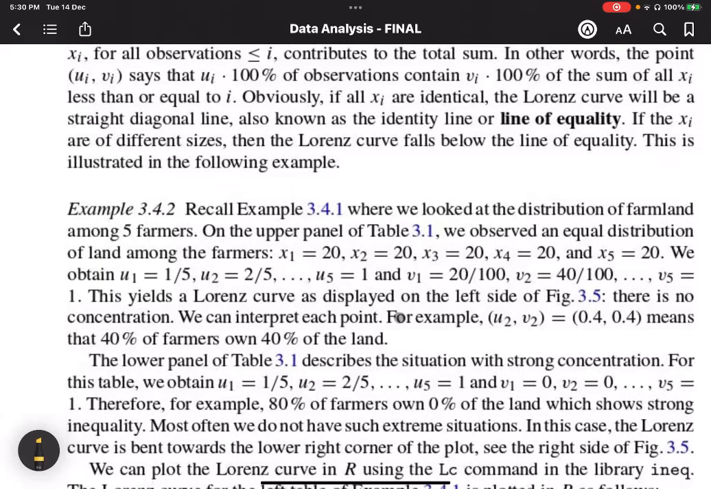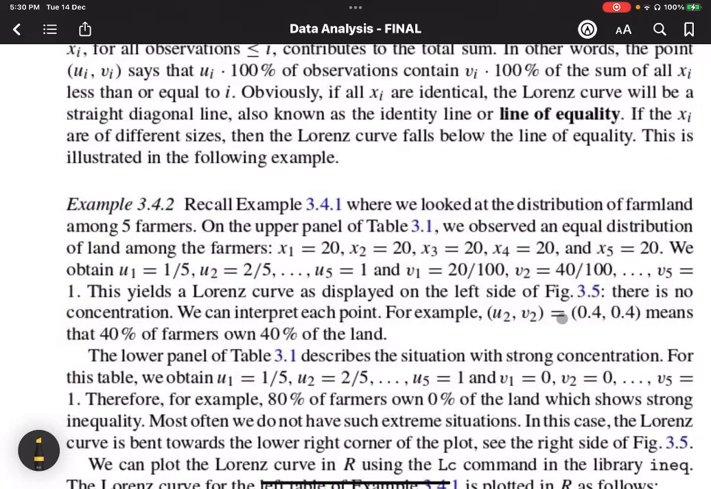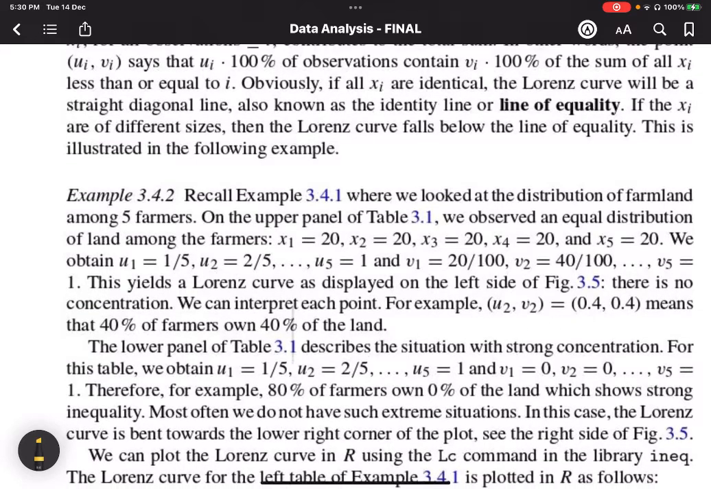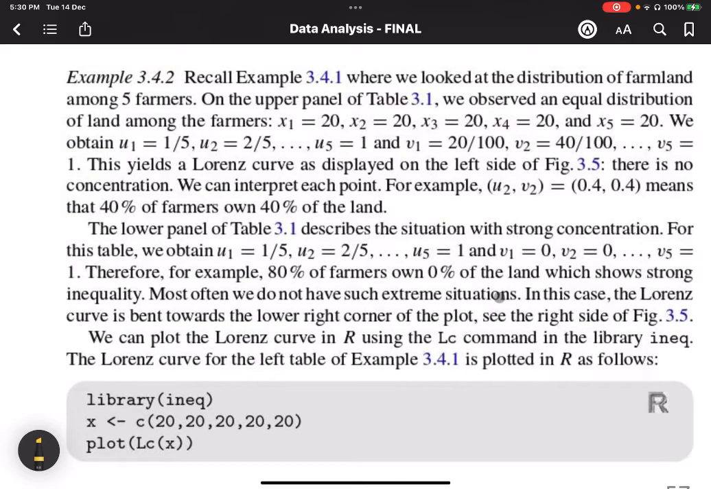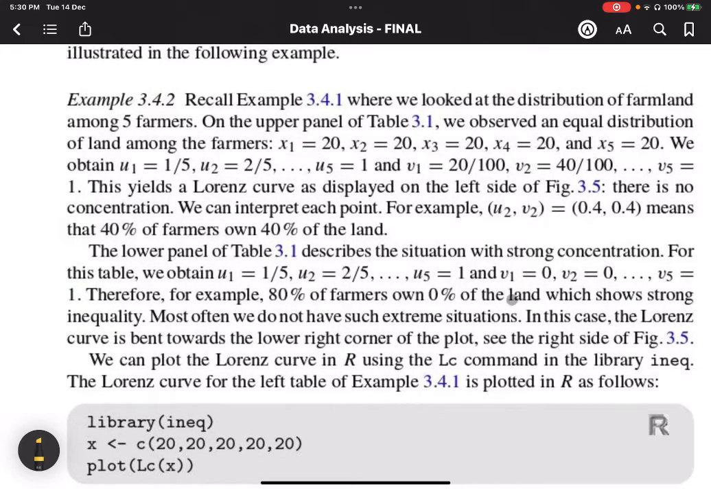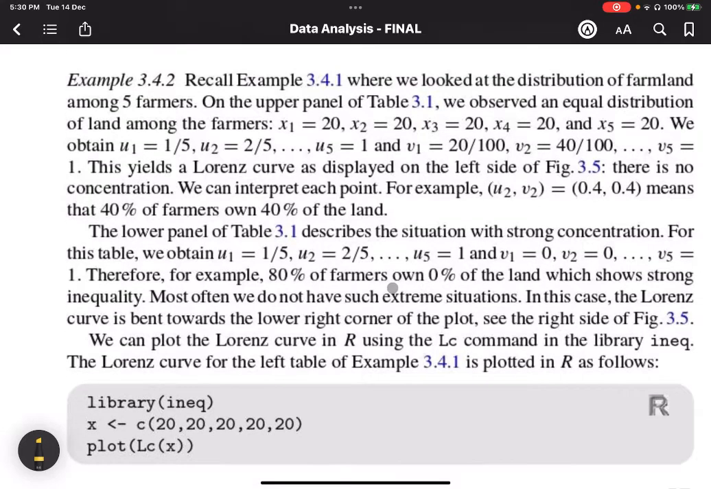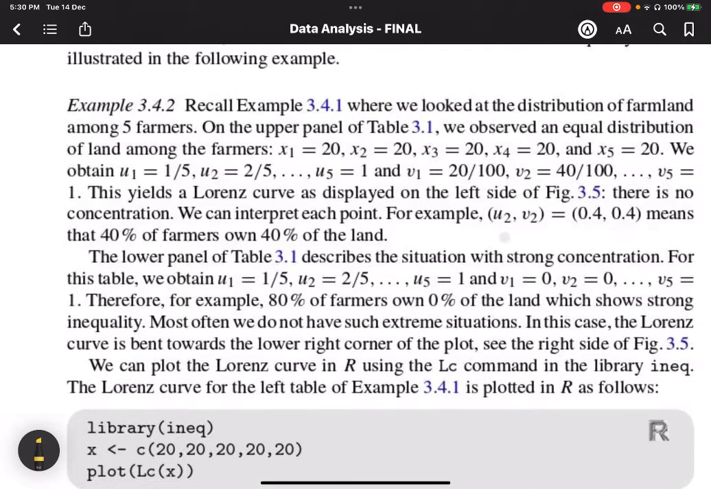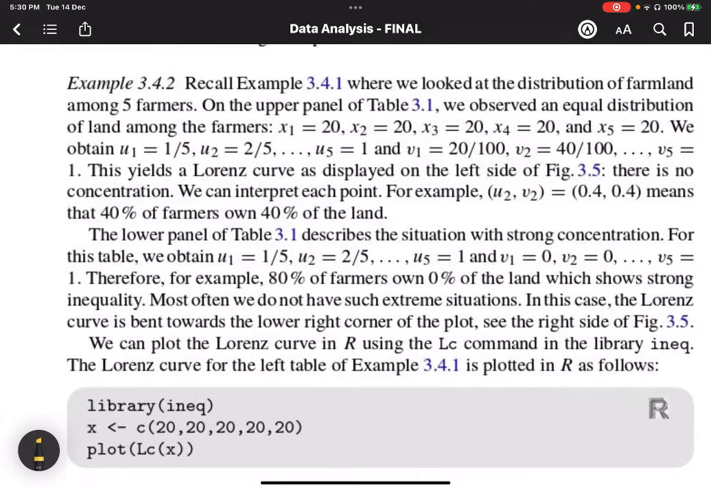No? So for example, with no concentration, okay? The distribution is proportional, so we will have 0.4, 0.4. So they are the same. But if there is concentration, meaning the distribution of land is not equal, then it will show different values for the U and for the V variable.